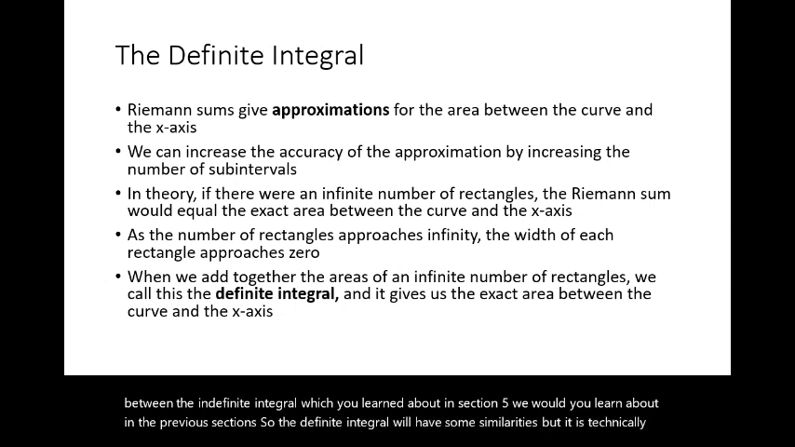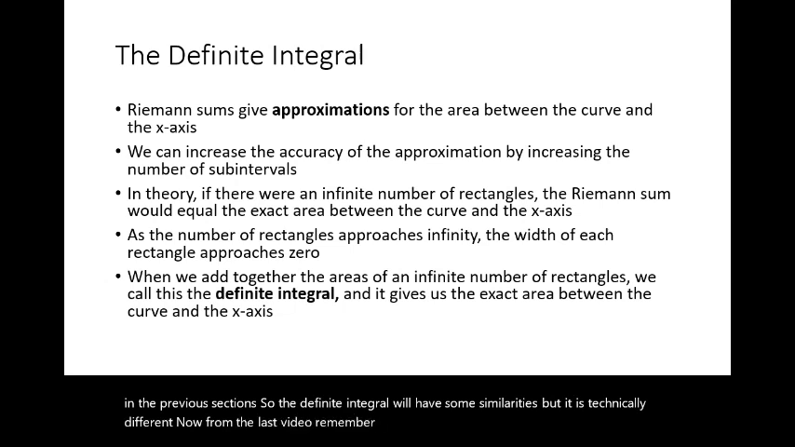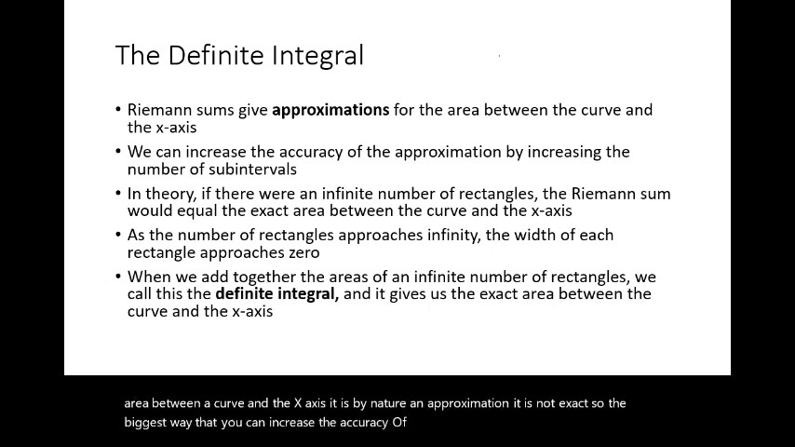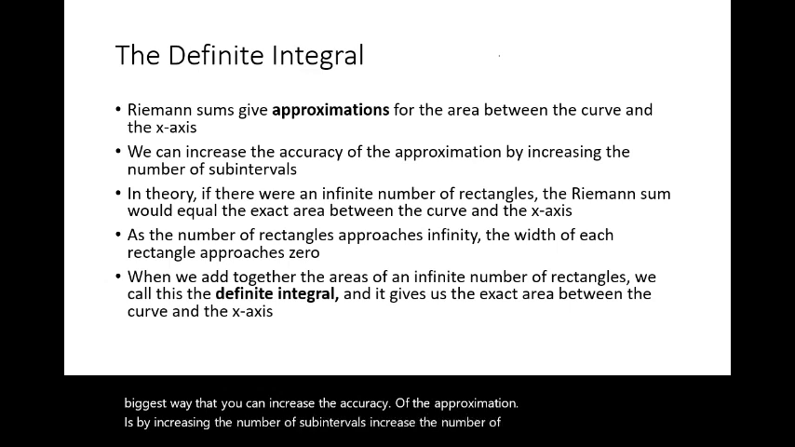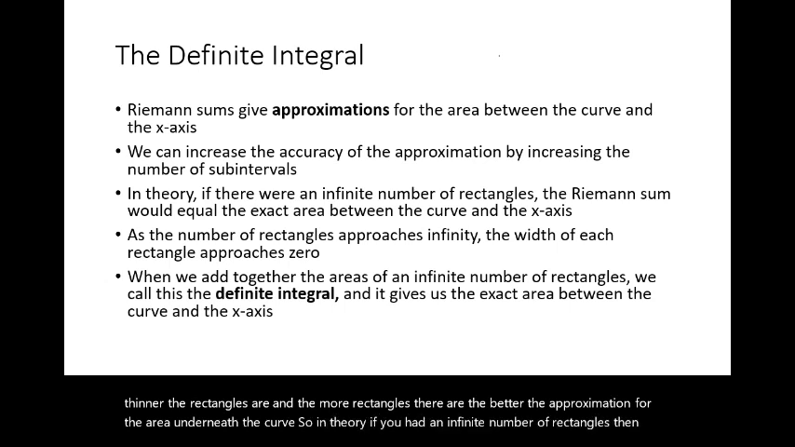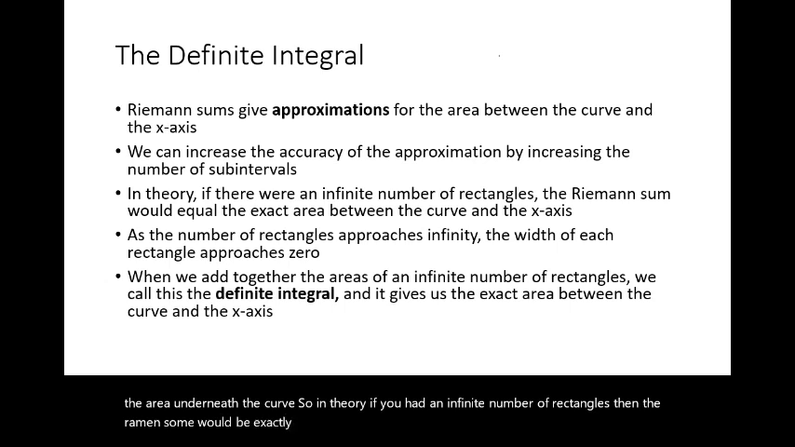Now, from the last video, remember Riemann sums give you an approximation for the area between a curve and the x-axis. It is by nature an approximation, it is not exact. So the biggest way that you can increase the accuracy of the approximation is by increasing the number of subintervals, increasing the number of rectangles, because the thinner the rectangles are, and the more rectangles there are, the better the approximation for the area underneath the curve. So in theory, if you had an infinite number of rectangles, then the Riemann sum would be exactly equal to the area between the curve and the x-axis.